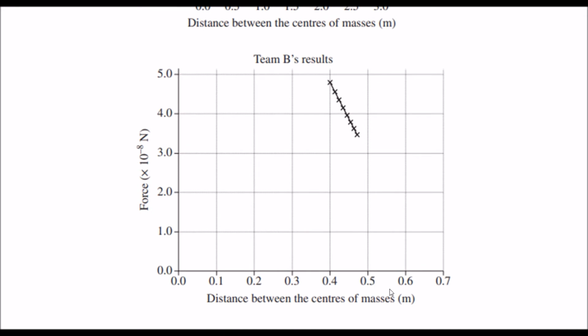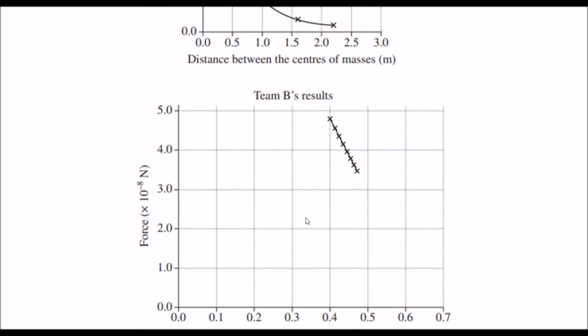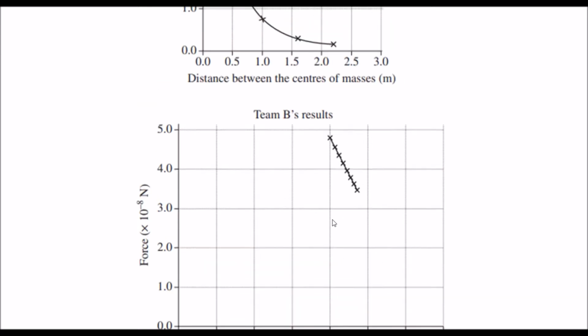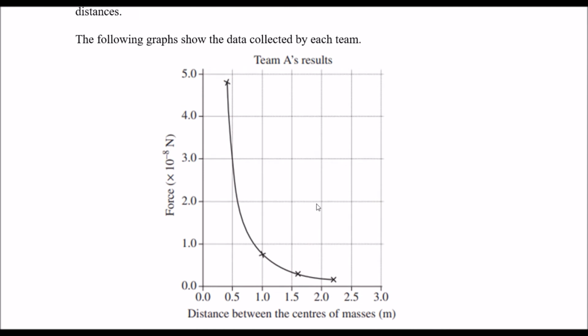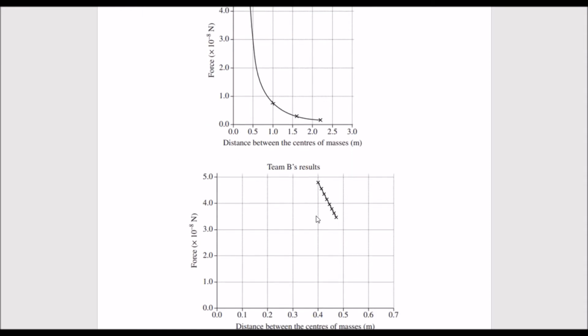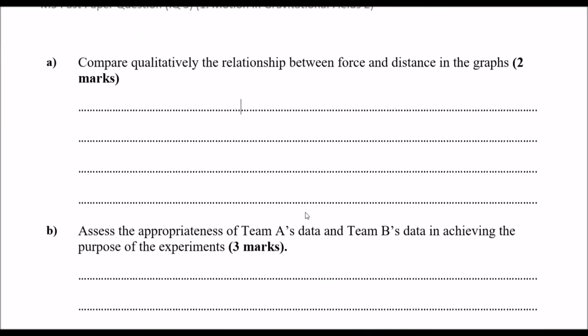You can see in terms of the distances that Team A goes from about 0.4 to about 2.2. And then for Team B, they go from 0.4 to about 0.48-ish. So their range is a lot smaller than Team A. I'll enlarge the screen so you can see that difference. You can see that range. Okay. Let's go back to the question.